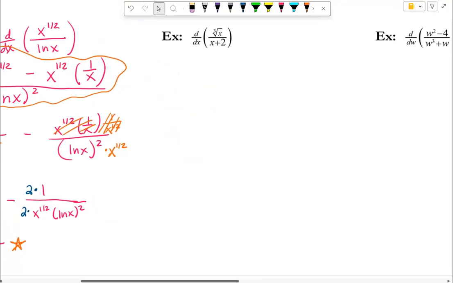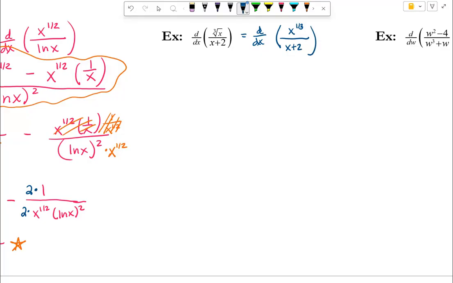All right, this middle example, again, I'm going to rewrite this before I even start taking the derivative. I'm going to get rid of the radical because we don't have a rule for taking the derivative of a radical. We have a rule for taking the derivative of a power. So I could rewrite the cube root of x as x to the 1/3 power.